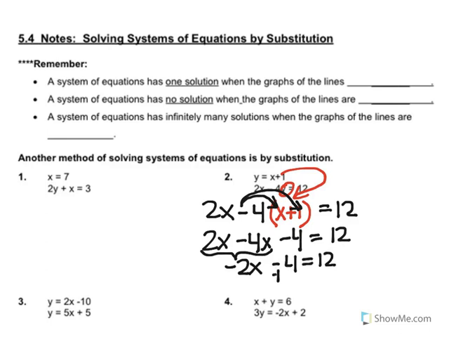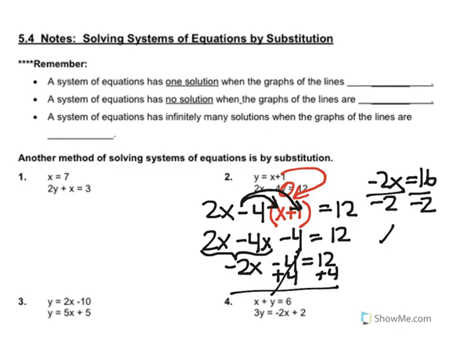Then I'm going to add 4 to both sides. And I'm going to move my answer up here. We get negative 2x. These cancel out, equals 16. And then I'm going to divide each side by negative 2. So I get x equals negative 8. So that's the first part of our solution.